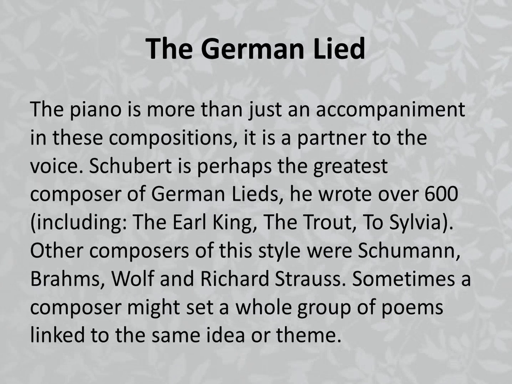The piano is more than just an accompaniment in these compositions. It is a partner to the voice. Schubert is perhaps the greatest composer of the German Lieder. He wrote over 600, including The Erl King, The Trout, and To Sylvia. Other composers of this style were Schumann, Brahms, Wolf, and Richard Strauss. Sometimes a composer might set a whole group of poems linked to the same idea or theme. Sometimes these were called song cycles.